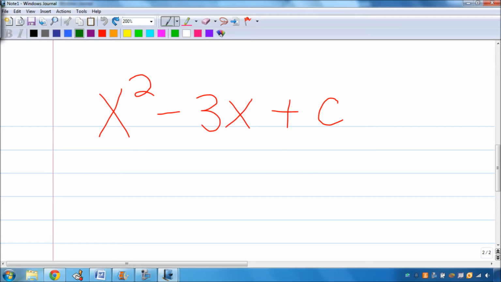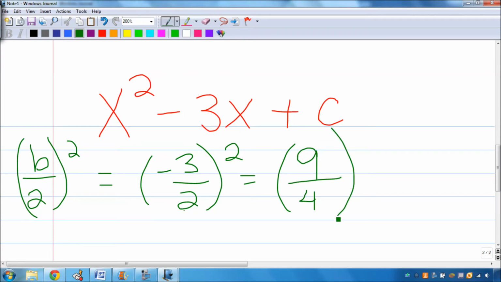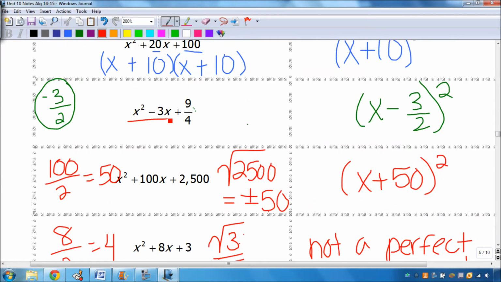So remember, we said all you have to do is take your B value, divide it in half, and then square it. So you end up getting negative 3 over 2, and then you have to square it. So negative 3 squared means negative 3 times negative 3, which is 9, and then 2 squared is 2 times 2, which is 4. So that means that your C value is equal to 9 over 4, which brings us back to the exact same problem that we did right here, where it was x squared minus 3x, you had to add 9/4 to it, and it ends up being x minus 3 over 2 squared.